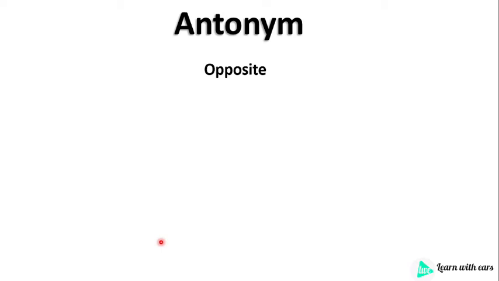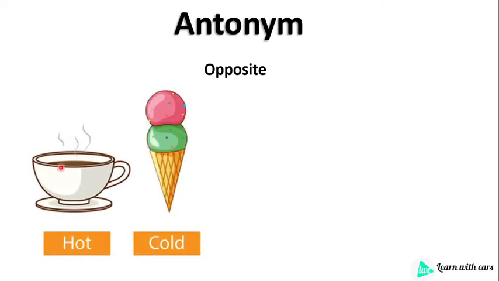Next word is antonym. Antonym. Antonym means opposite. So here, hot is the opposite of cold. Okay, let's see the example. Long is the antonym of short.